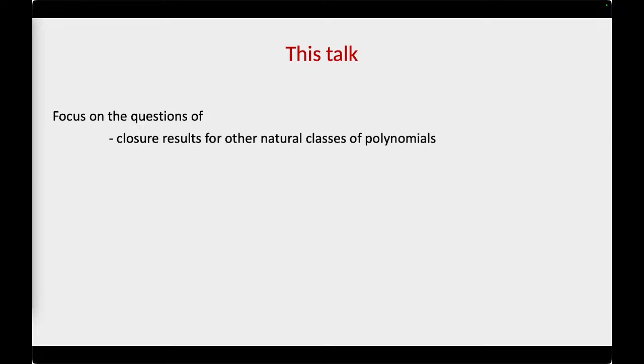So we'll talk about closure results for other natural classes of polynomials, and we will talk about the question of designing deterministic algorithms for polynomial factorization when the polynomial itself is, let's say, a sparse polynomial or has a small constant of set. So these are the two things that I want to focus on.